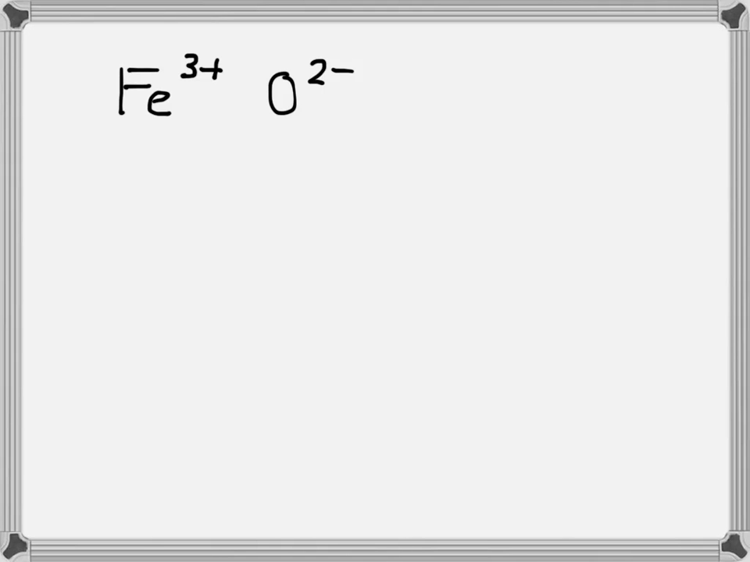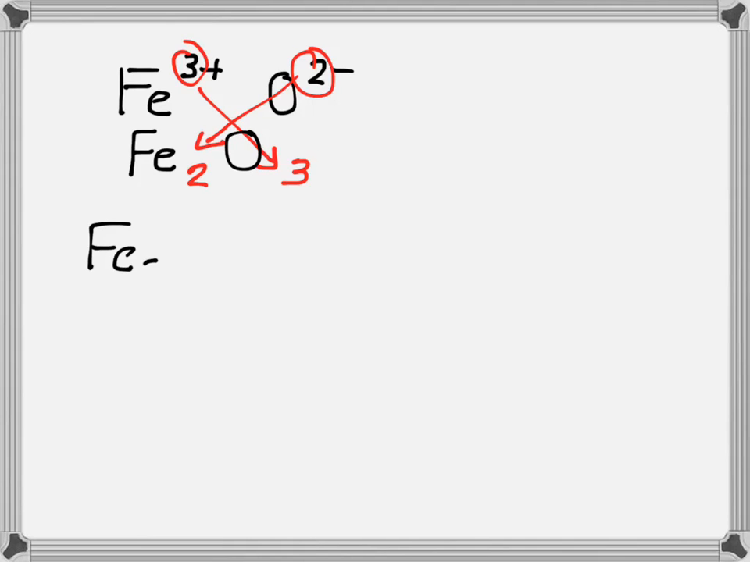We could do the crisscross thing. So if we crisscross them, what do we get? So this is going to be a 2, and this is going to be a 3. Here's Fe and O. We're going to get Fe2O3. And that's correct.